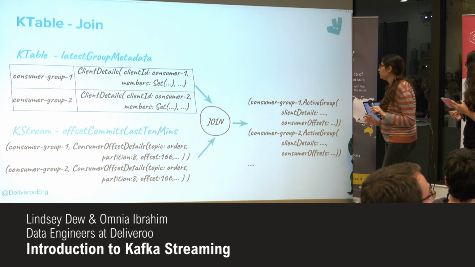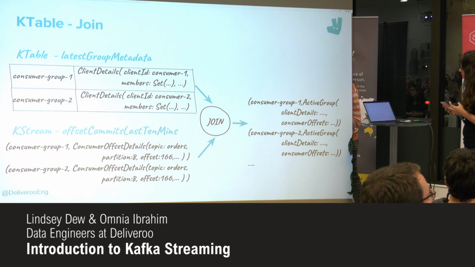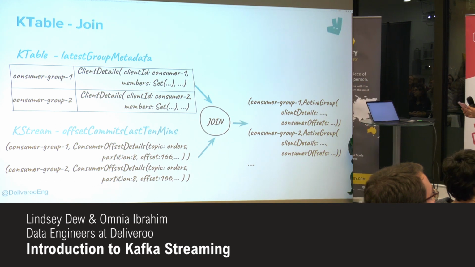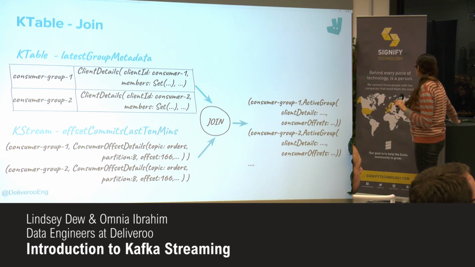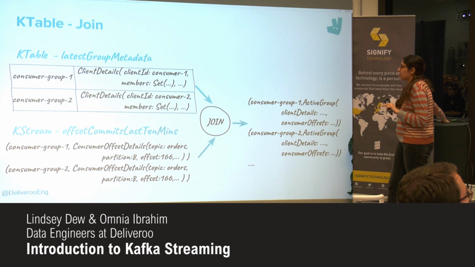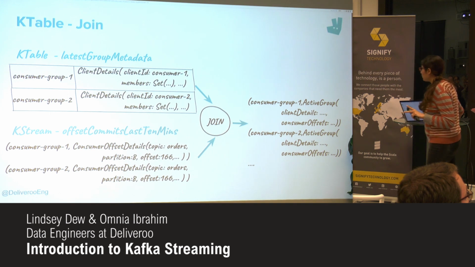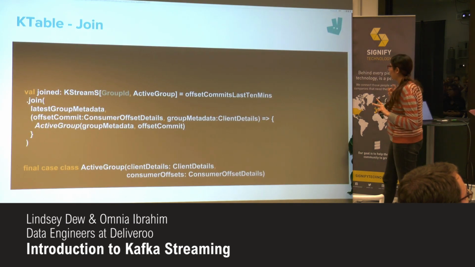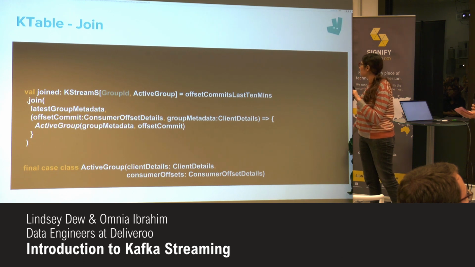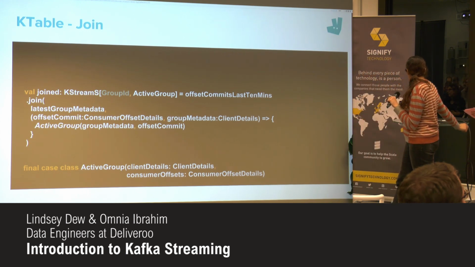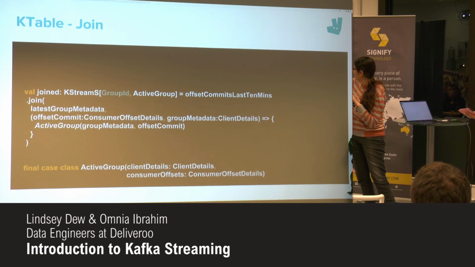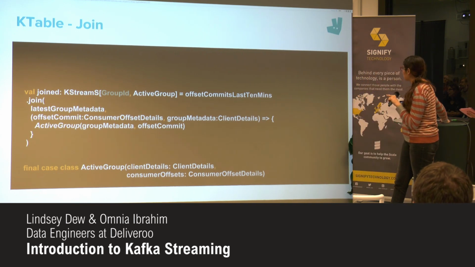So now we have a KTable, which we just reduced, and we have the stream we had earlier from the offsets. We just need to join them, combine them together to have the active group metadata we defined. In Kafka Streams, they provide the join between a table and stream, or a stream and a stream, or a table and table, so this should be a piece of cake. You just have your stream, which is offset commits for the last 10 minutes, joined by the table, which is the last group metadata, and the join body, which just combines them into an active group. An active group is just a simple model with client details and an offset object.